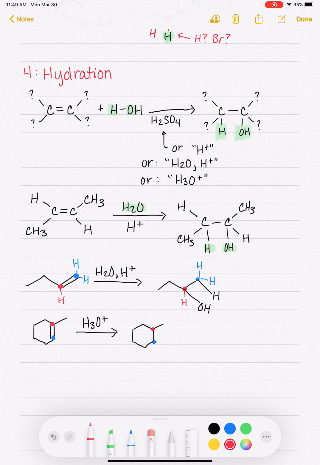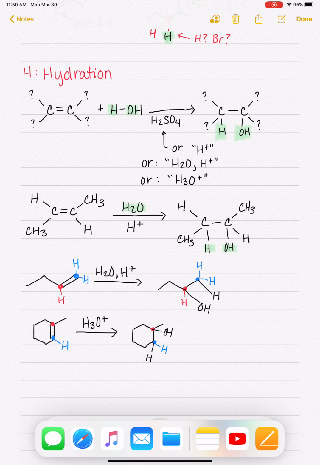So let's look at the red carbon first. We can see for the red carbon in the alkene, 1, 2, 3, 4 bonds, so it has 0 hydrogens. Blue carbon, we can see 1, 2, 3 bonds, so that means blue carbon has 1 hydrogen. Let's draw that over here. Our new hydrogen is going to go onto red or blue, the one that has the most hydrogens already. Red carbon has 0 hydrogens, blue carbon has 1 hydrogen, so our new hydrogen goes with the blue, and OH goes with the red. Let's go to the worksheet.